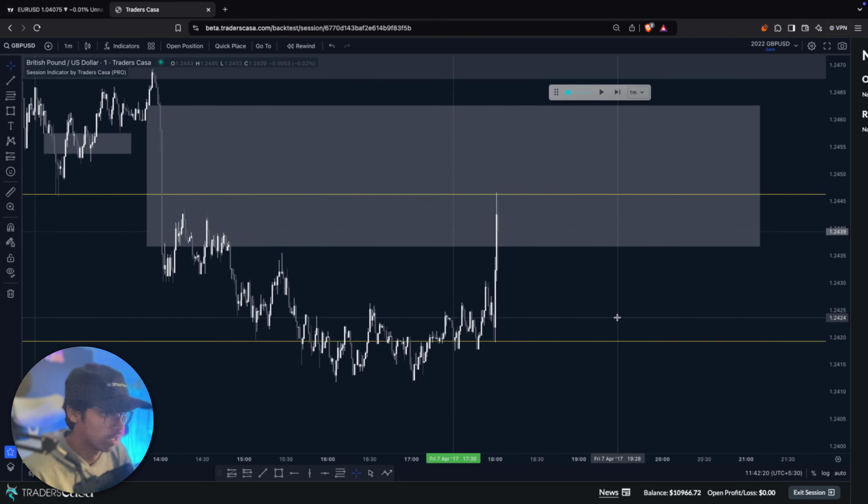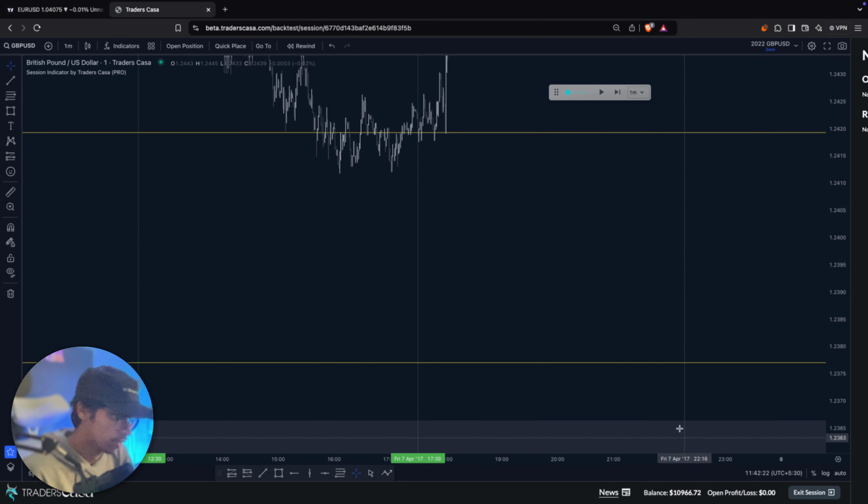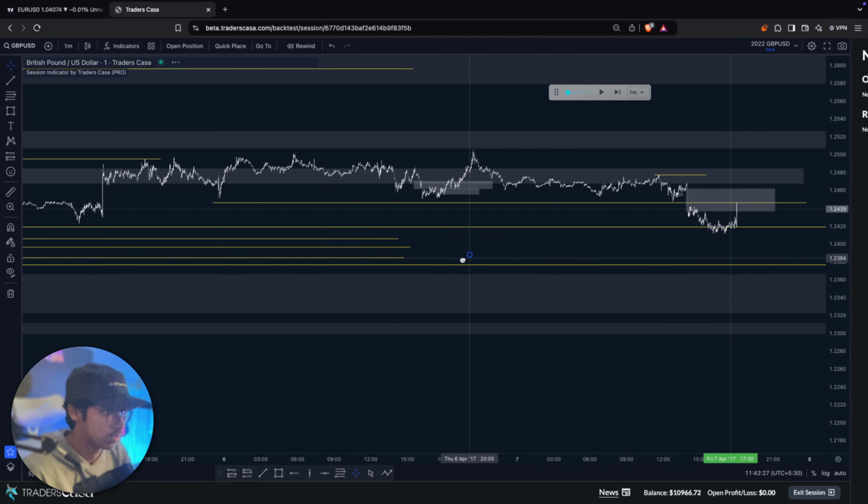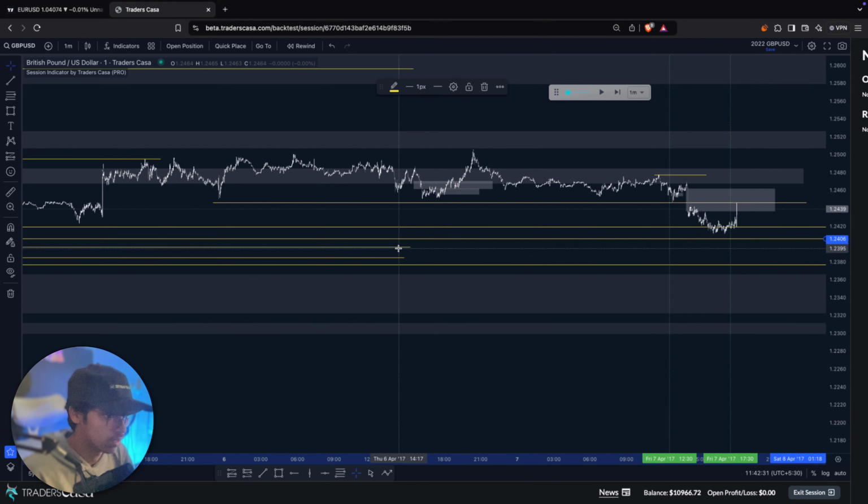I want to see the price just flash downward in this direction. There is a lot of liquidity that is right now present over here. So you guys can see there's liquidity in here, liquidity in here.